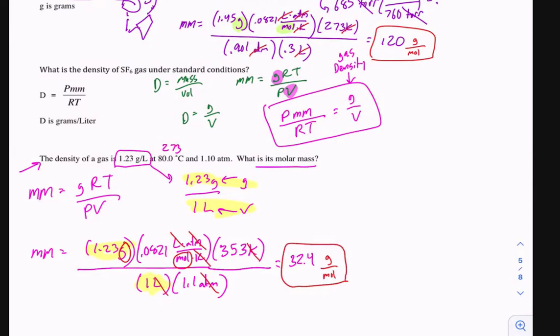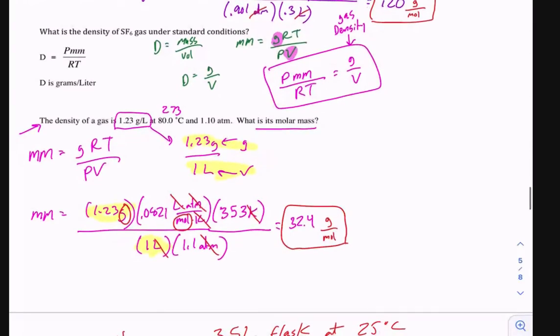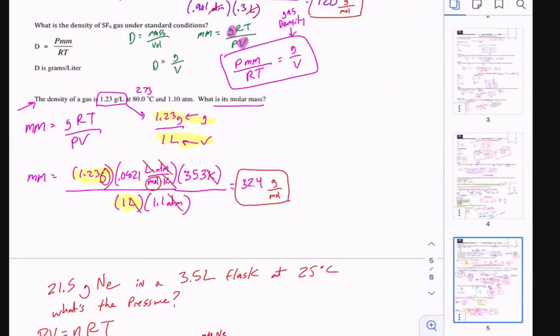Okay. So do you guys understand, if you are given a gas density, they're giving you the mass in grams and the volume is 1. Okay. All right. I'm going to add a page here to give me some more room to work because I want to give you guys a problem where you solve for densities.